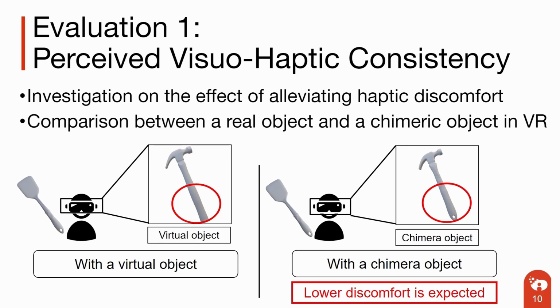We investigated the effectiveness of a chimera object and the effect of alleviating haptic discomfort. In this evaluation, we measured the sense of haptic discomfort experienced during two interactions, one with real objects and an unprocessed virtual object, and the other with the same real objects and the corresponding chimera objects. We expected that the participants would feel less haptic discomfort with the chimera objects.